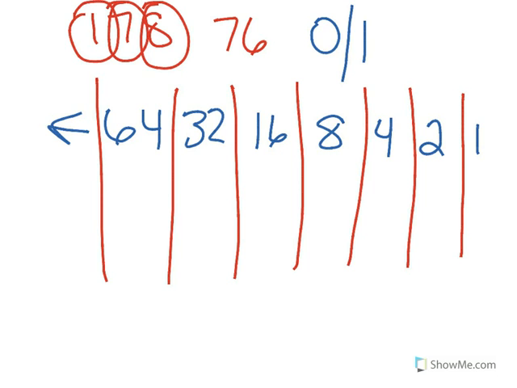First, you have to start with the highest number you can get without going over. The highest place value I can get without going over is 64, so I'm going to put a 1 in my 64 value. Now I need to subtract 64 because I've used it. It's in the 64 column, so I subtract 64 from 76. 76 minus 64 is equal to 12.